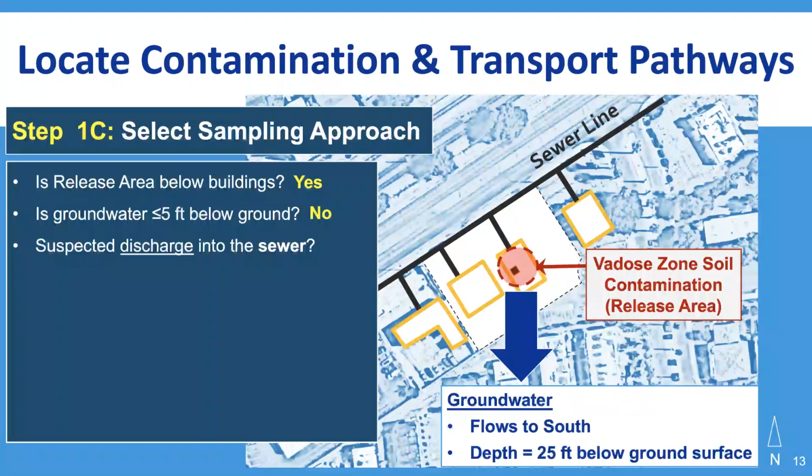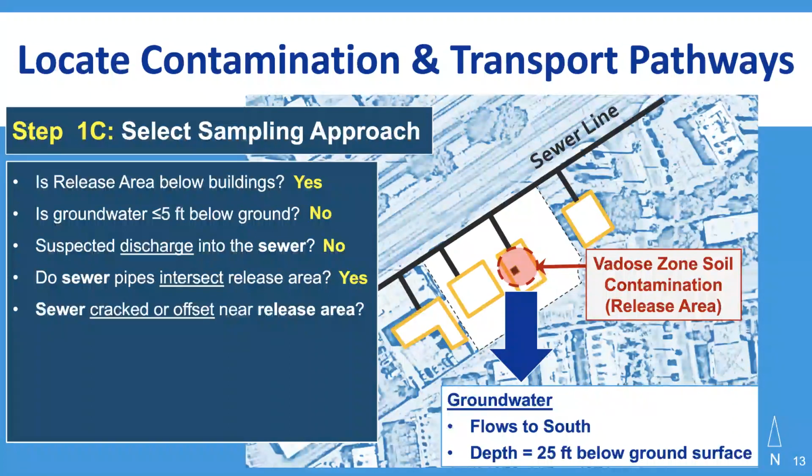Is there a suspected discharge into the sewer? No, there's no evidence of discharge directly into the sewer for this site. This information will help us rule out the sewer as a vapor conduit. Do sewer pipes intersect the release area? Yes, the sewer lateral goes below the former dry cleaner through the release area. This suggests that the sewer could be a potential vapor conduit pathway. However, we also need to know if the sewer is cracked or offset near the release area to determine if the contamination can get into the sewer line.